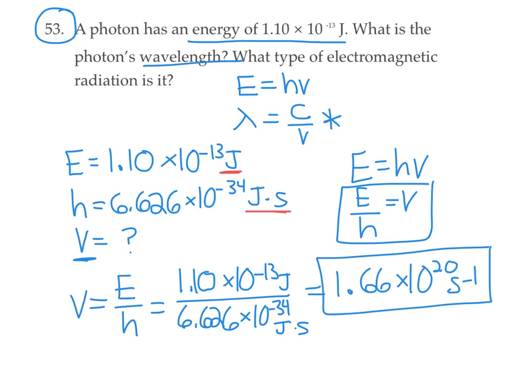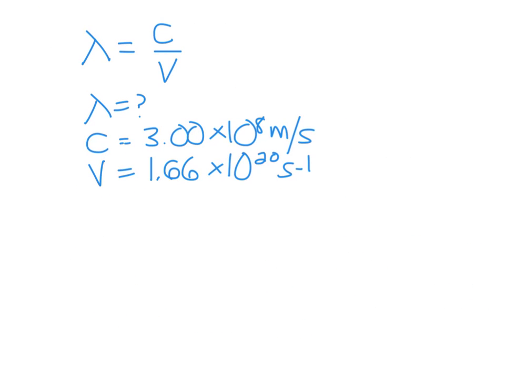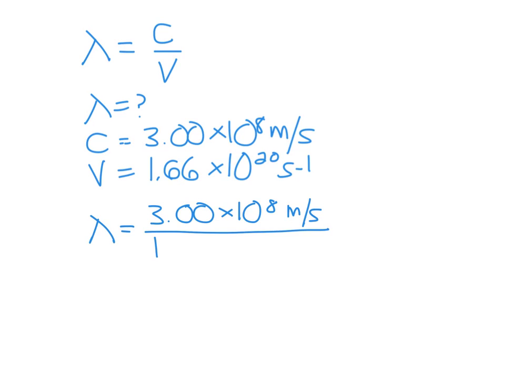Okay, so that is step 1, solving for v. Step 2 is solving for wavelength. So I have my formula, I have all my givens, and I'm just going to go ahead and plug them in. c is the speed of light. It will always be provided for you. The units are meters per second. And then the value for v, or frequency, is what I found from the first part of this problem.